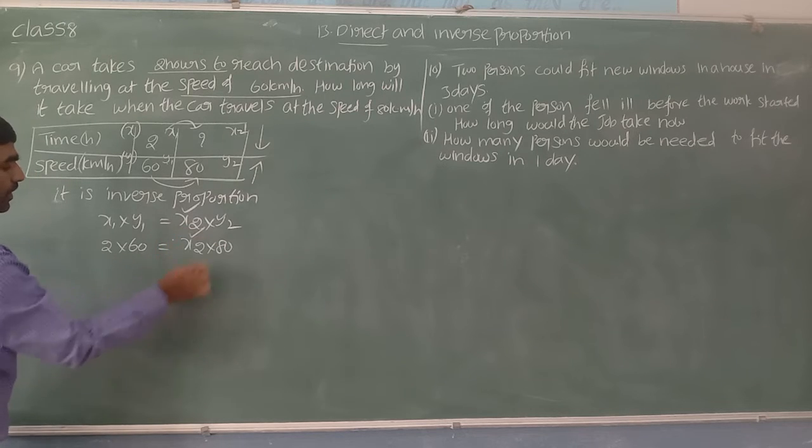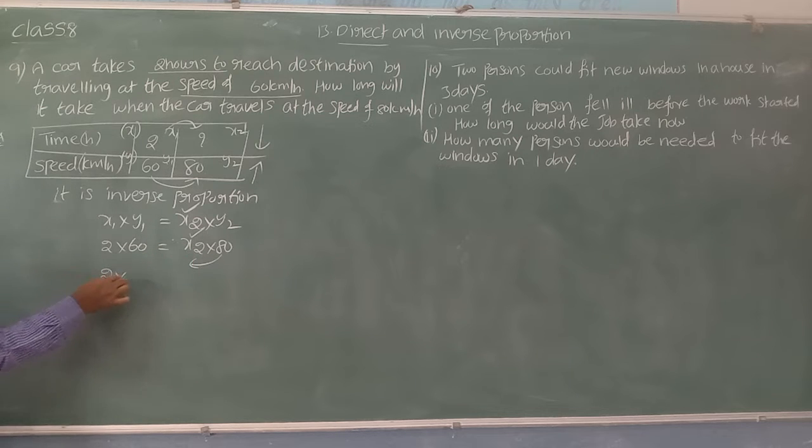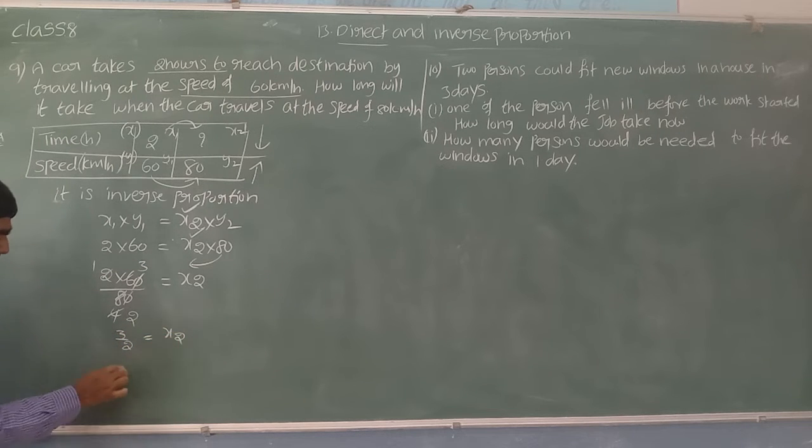Now we need to find x2 by transposing 80 to this side. 2 into 60 is equal to x2 into 80. If I transpose 80, the zeros cancel. 2 ones are 2, 2 fours are 8, 2 twos are 4, 2 threes are 6. I got 3 by 2 is equal to x2. It means 1.5 is equal to x2.